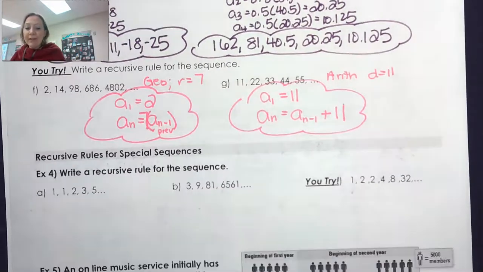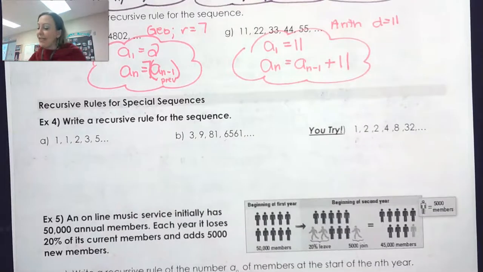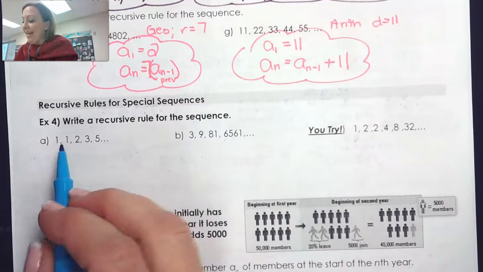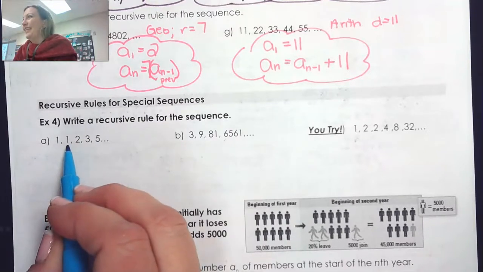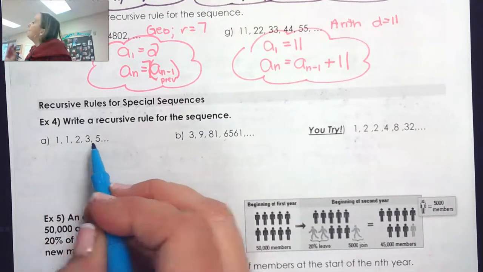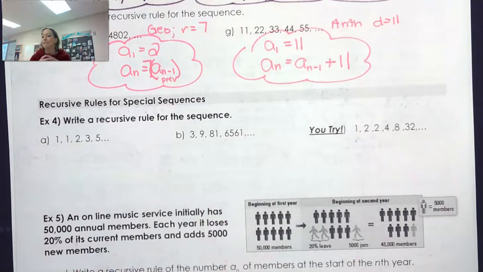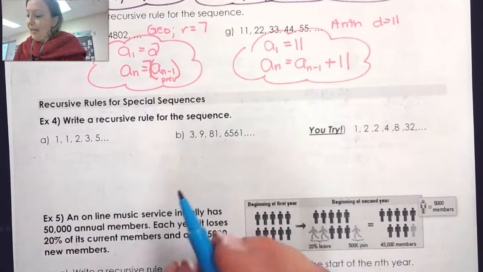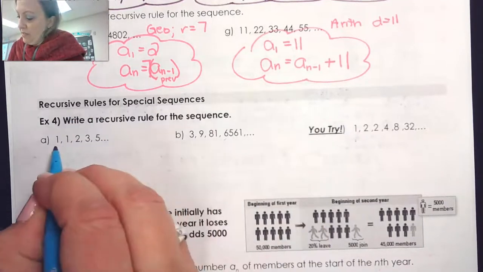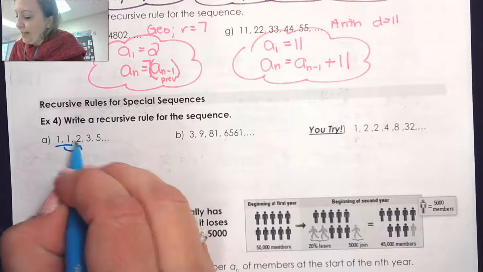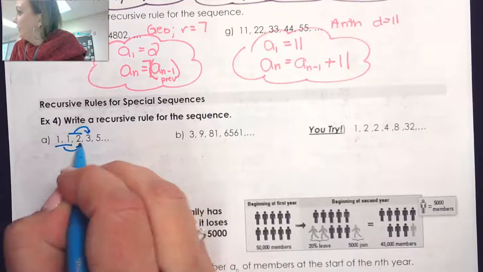All right, so now let's look at this. If I look at letter A in example 4, this is not arithmetic. It's not geometric. But are you able to find a pattern in what to do to get from one term to the next? What are we seeing we have to do? What'd you say, Nolan? Add these two to get the next one. You guys agreeing with that?